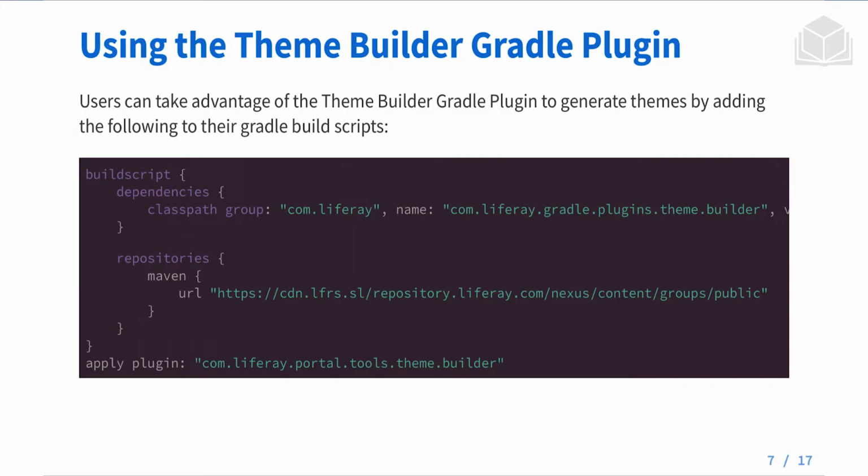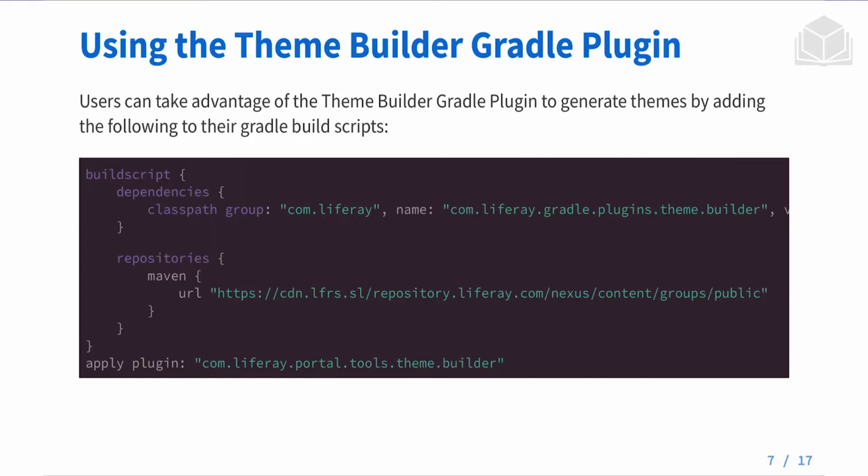All right. Just as a note here, if you are interested in using the Theme Builder Gradle plugin, this is just a quick snippet of what you would need to include in your build scripts. You need to basically include the class path group, where you want your repository to be, and then you need to apply that plugin. For more information on this or any of the other tools, feel free to check out our documentation. That'll be dev.liferay.com. And there's going to be a number of sections for how to actually set some of these tools up if you're not already using these tools. So keep that in mind.